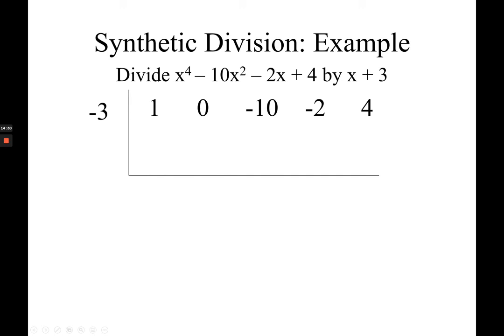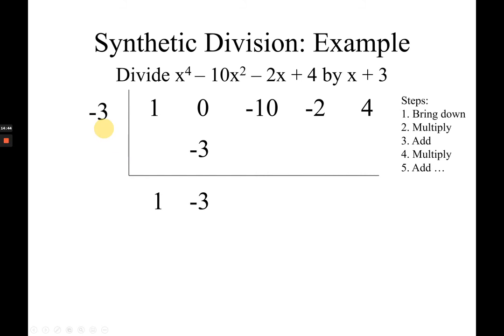Then you start your cycle. Bring down, multiply, add, multiply, add. Bring down 1. Multiply 1 times -3 is -3. Plus 0 is -3. -3 times -3 is +9. Add to -10. It's -1. -1 times -3 is +3. 3 plus -2 is 1. 1 times -3 is -3. 4 plus negative 3 is actually positive 1.